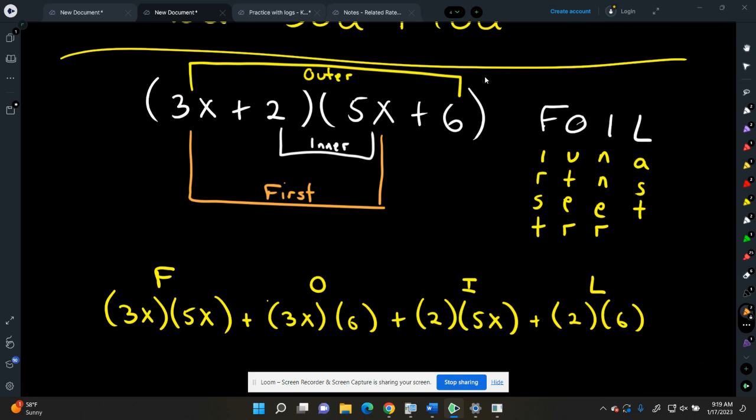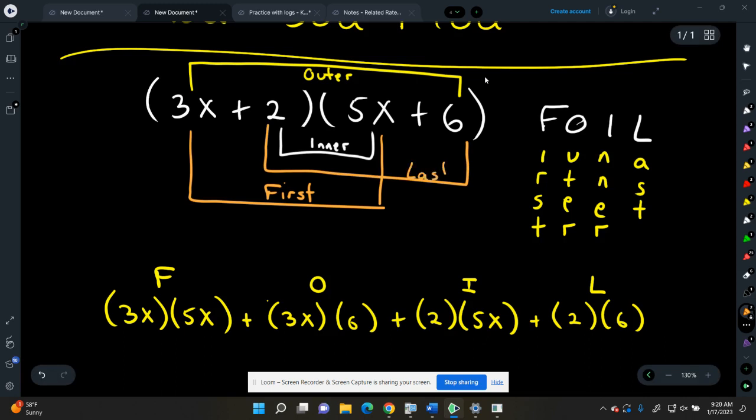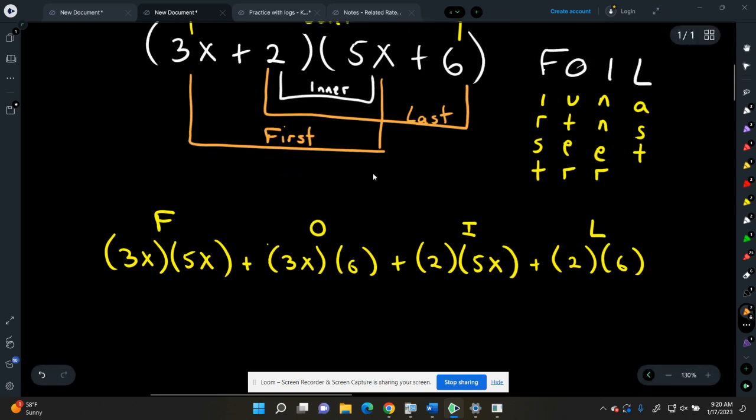And then last, that's the last term in each parenthesis. Okay. Once you know where the first, outer, inner, and last are, the rest is pretty simple. Okay, so let's go ahead and simplify this.